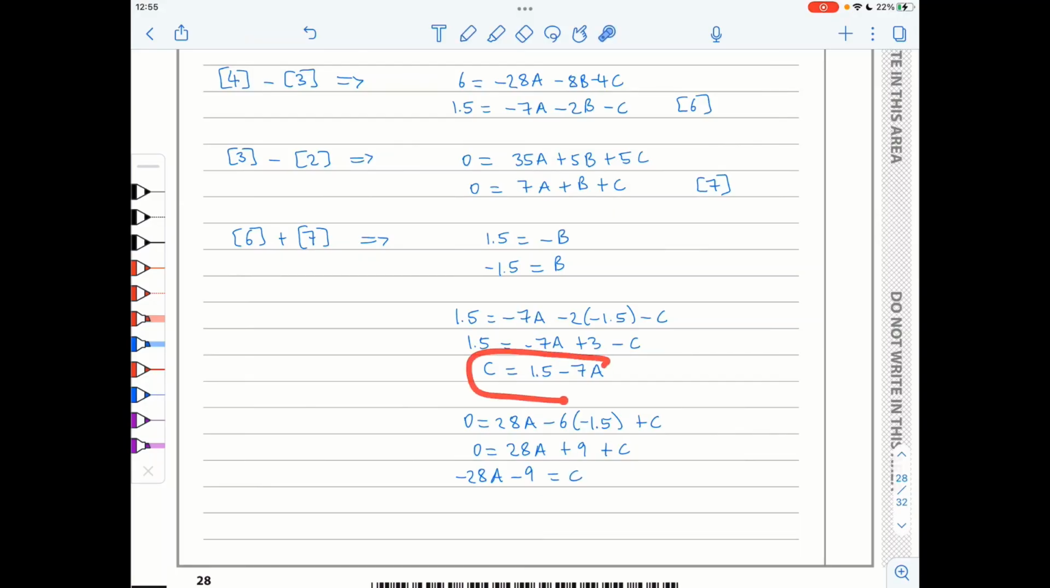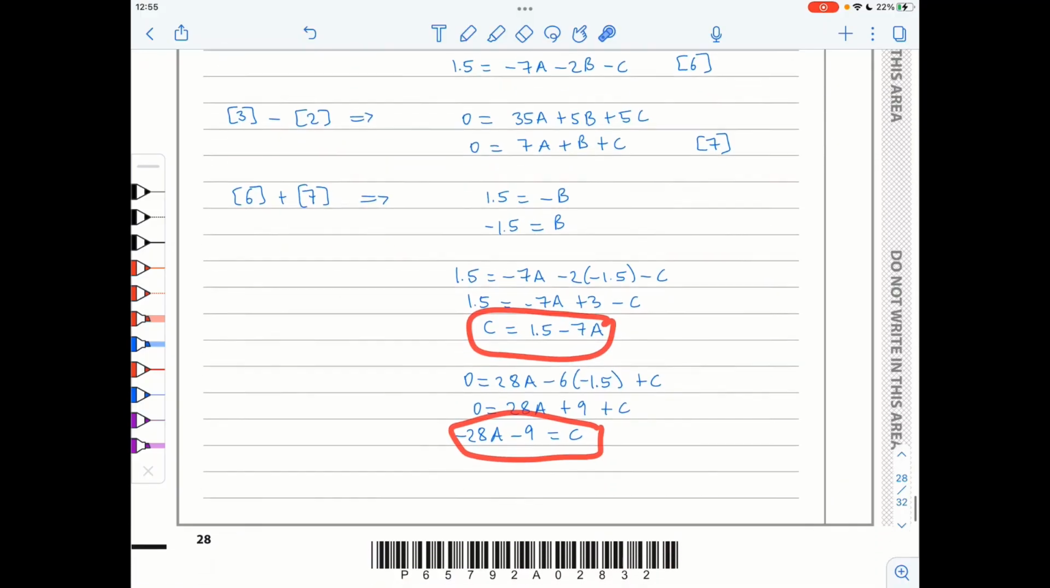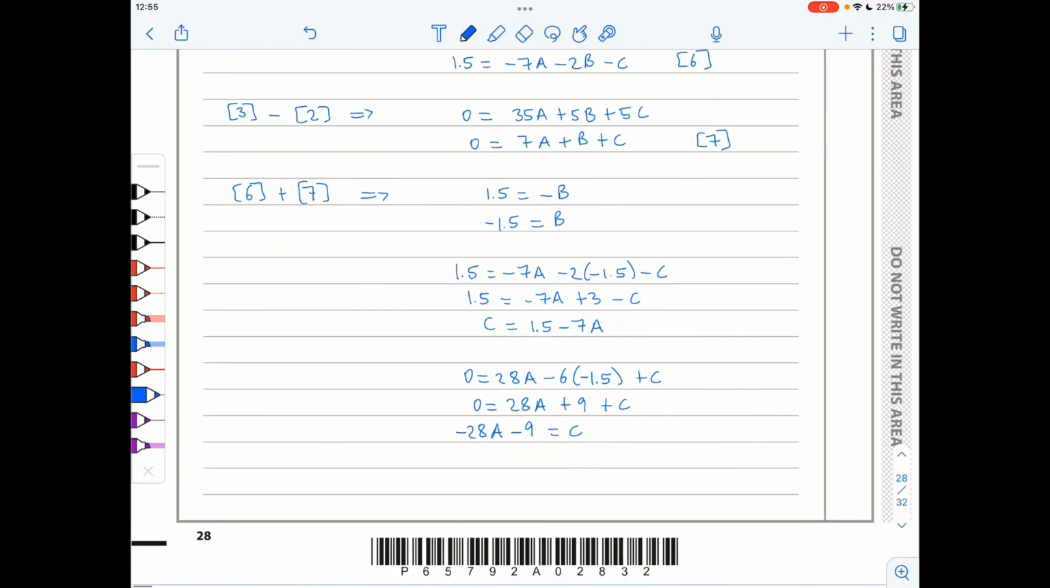I've got two equations for c in terms of a. I will set them equal. So minus 28a minus 9 is 1.5 minus 7a, which means that I get minus 10.5 is 21a, and therefore minus a half is the value of a.